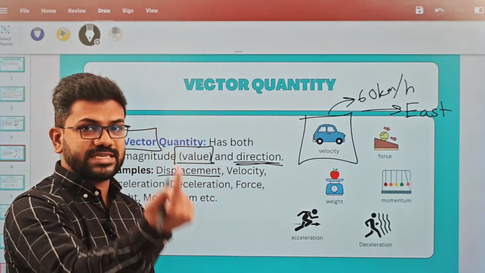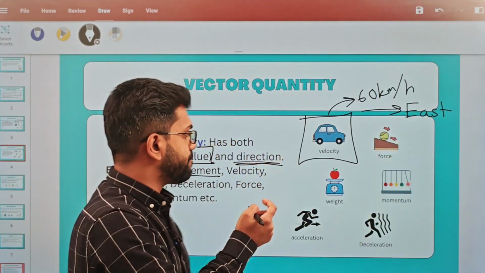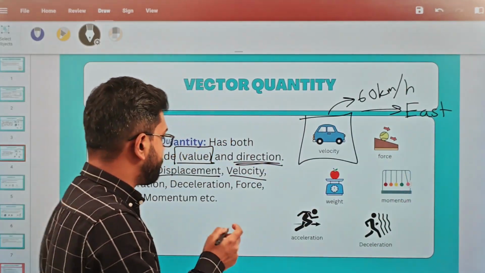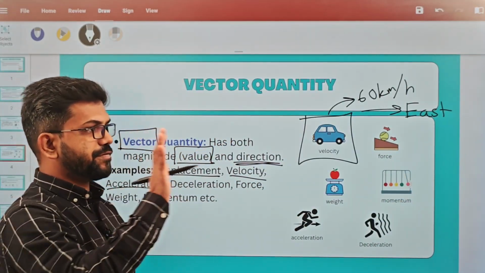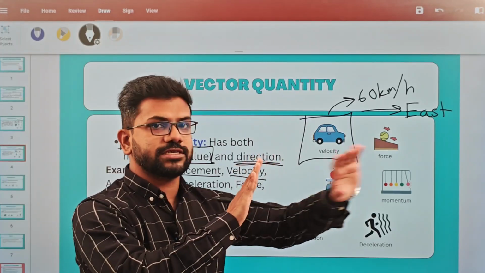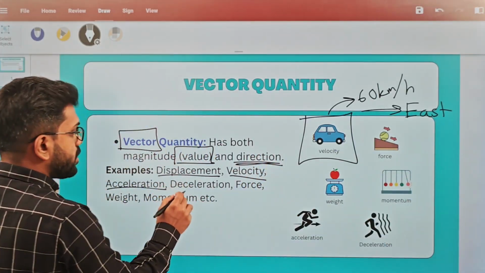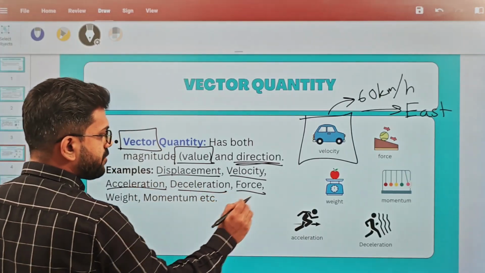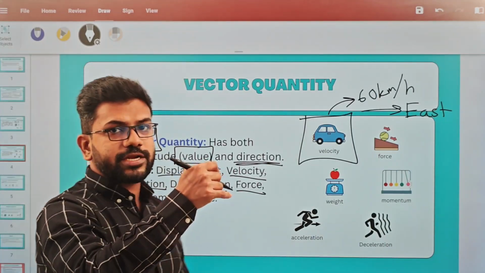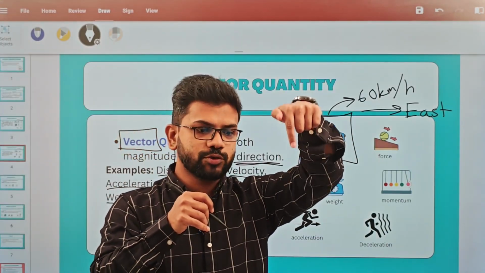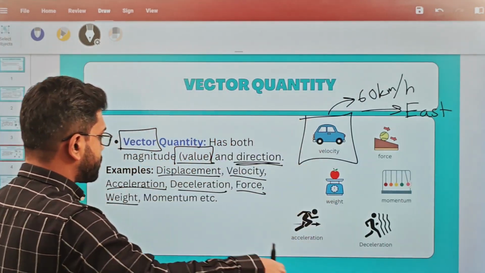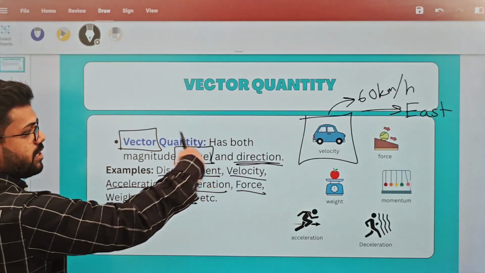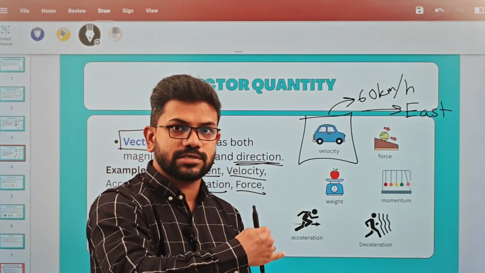Displacement is just distance in a particular direction. Okay, velocity is speed in a particular direction. Acceleration, of course, if you're accelerating a car, it has a direction that it is moving. Deceleration is just the opposite. Okay, opposite of acceleration. Force, weight. You know that weight is downward pulled towards the center of the earth, so it has a direction downward. Momentum as well. These are vector quantities. Again, learn the definition and examples.